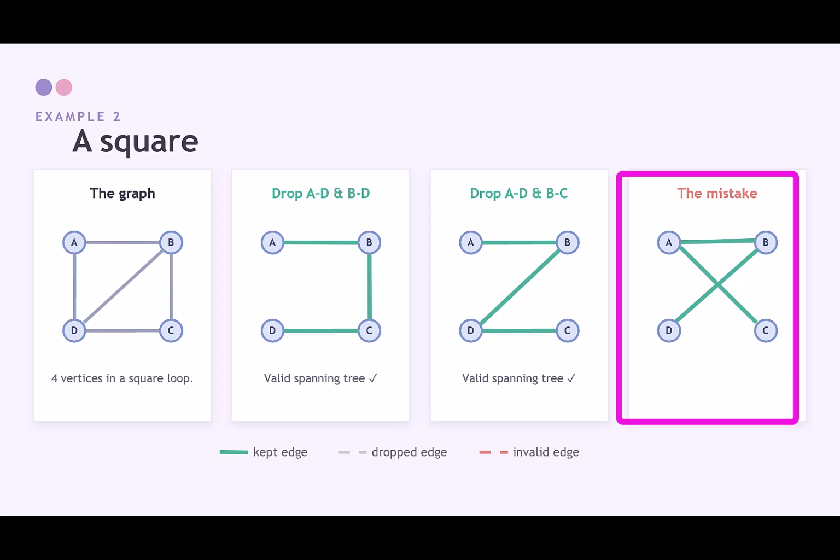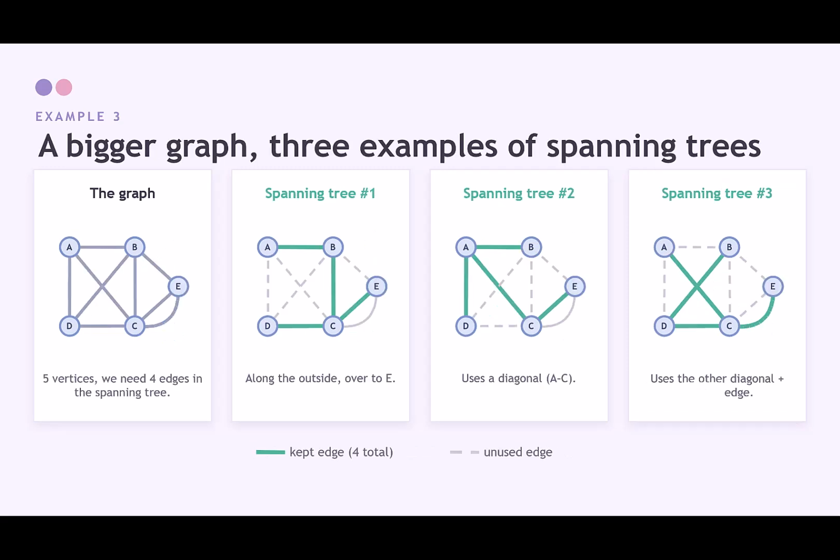Yes, it's a tree, but it's not a subgraph of our original graph. In our original graph, we didn't have an edge AC, so if that edge is not in the original graph, it can't be in a spanning tree of the graph. As this gets bigger, you'll have more and more spanning trees that you can form.